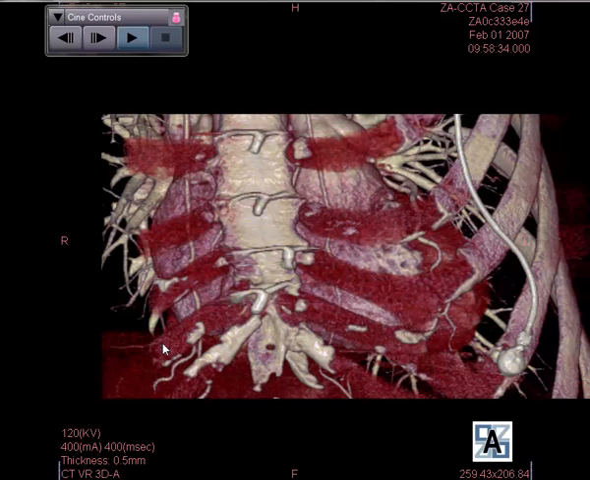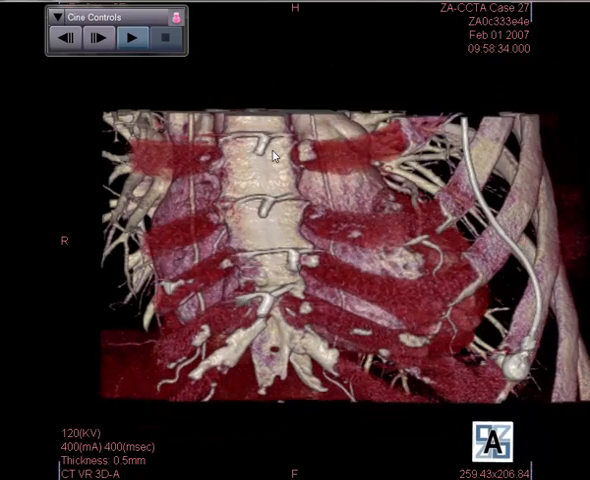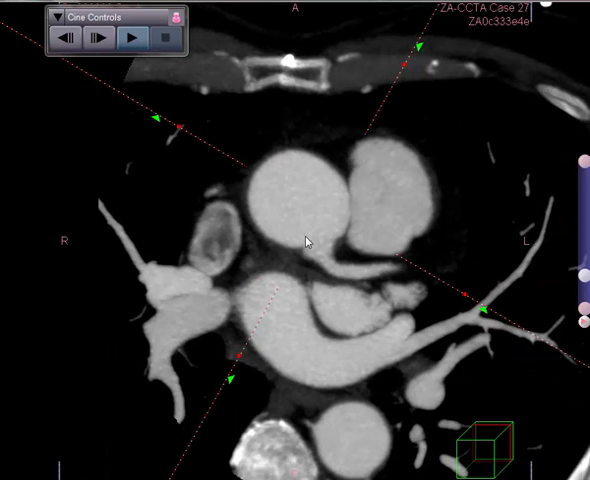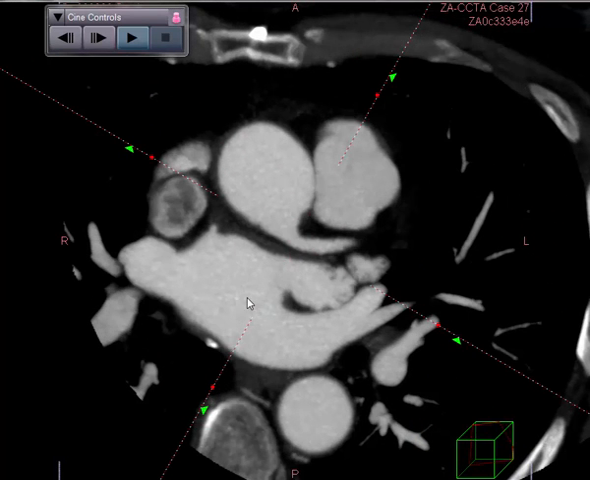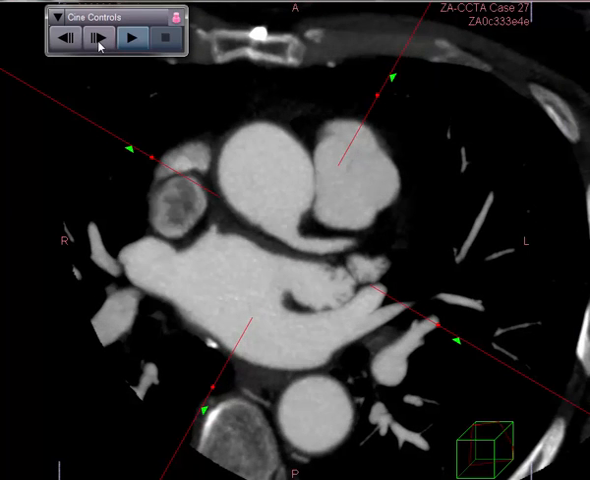This is just a brief view of the three-dimensional set. You can see there has been clearly a median sternotomy performed, but let's start looking at the coronary arteries in particular. Let's begin by looking at the left main coronary. Appears to be very normal. There are 4 phases available for review, which can be shifted by changing the cine controls.